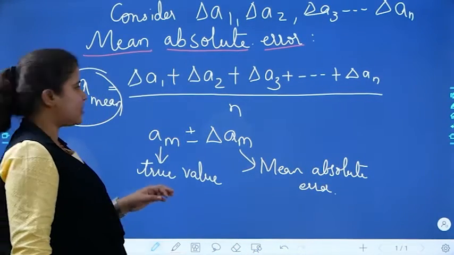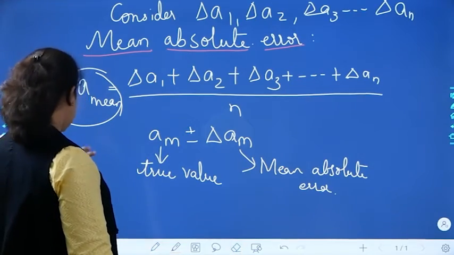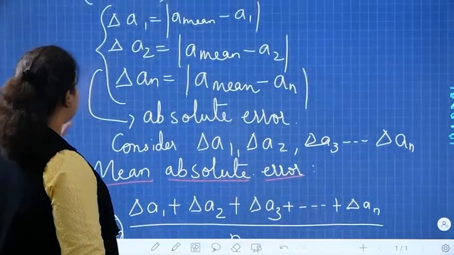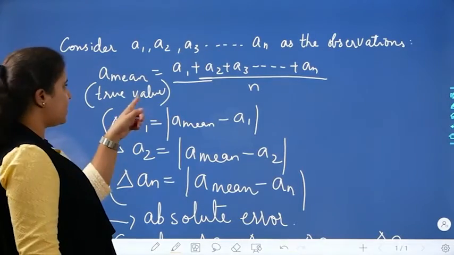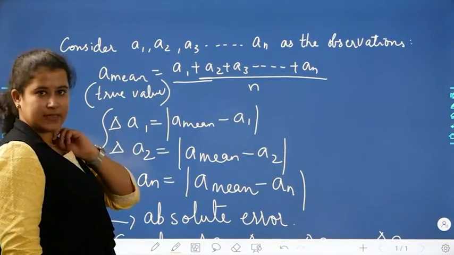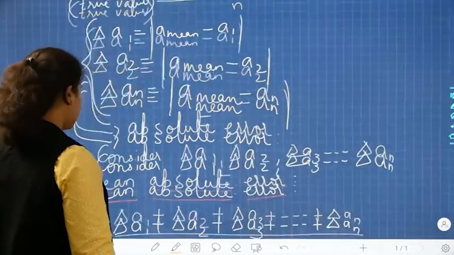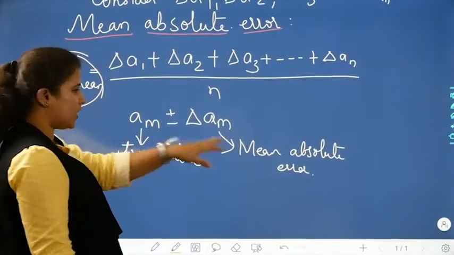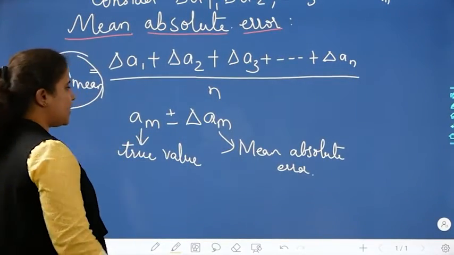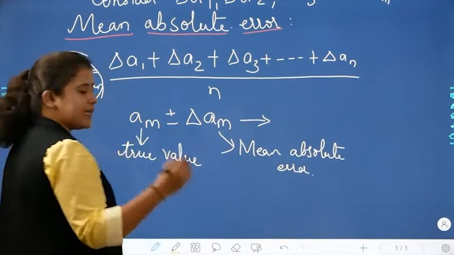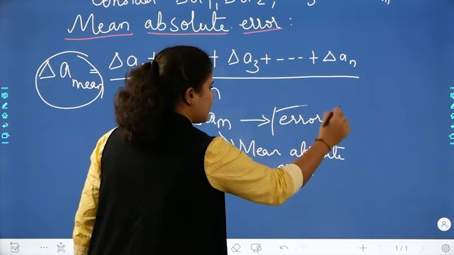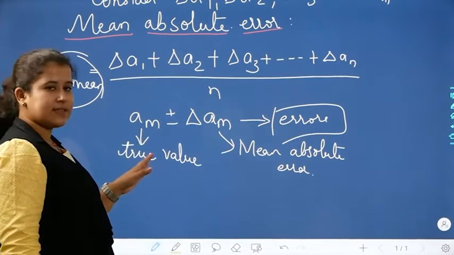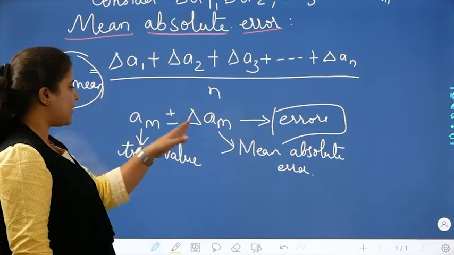So from the term I can just take this, that is the mean true value, AM is equal to A1 plus A2 plus A3, this value minus the value of the mean absolute error, which gives me the exact error detection, that is errors. Clear? So what is the answer you get? AM plus or minus delta AM.